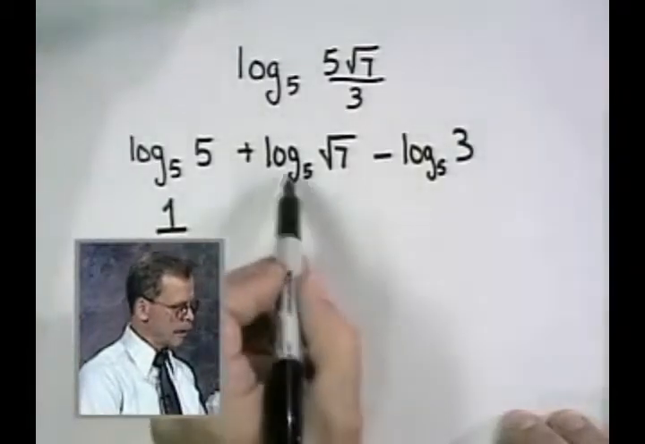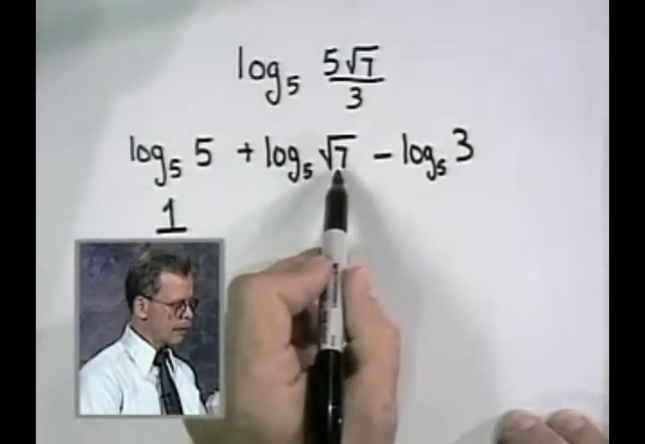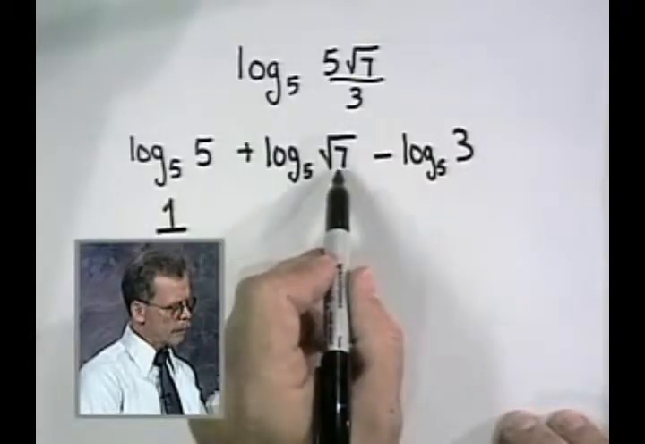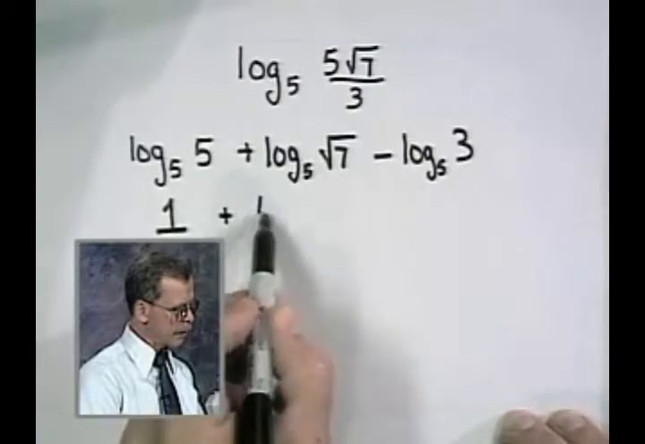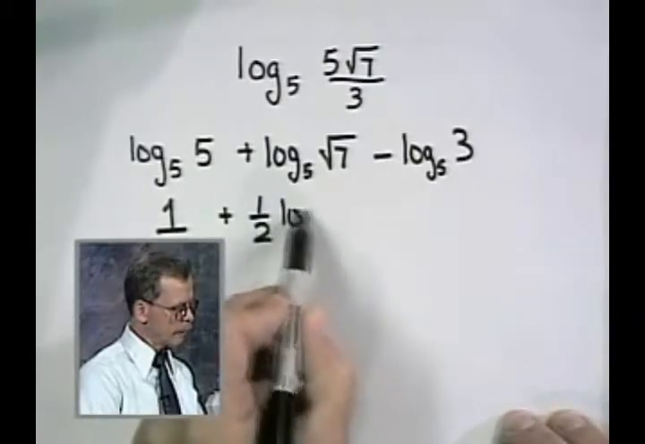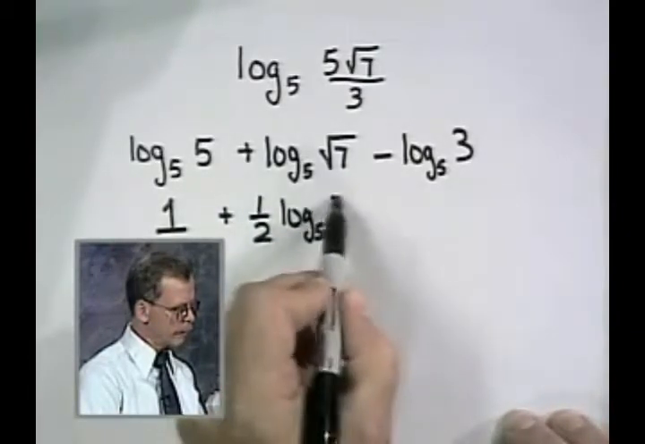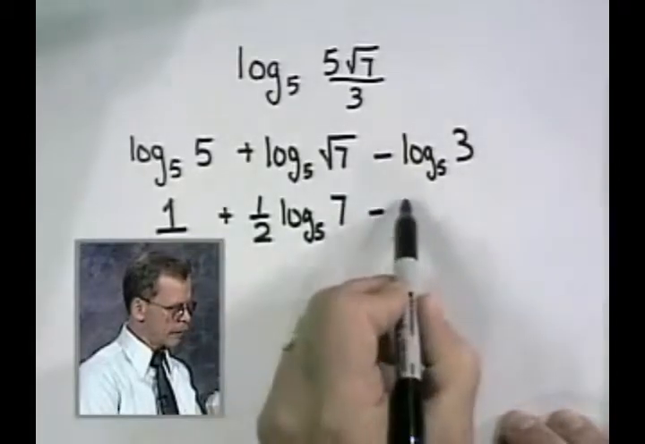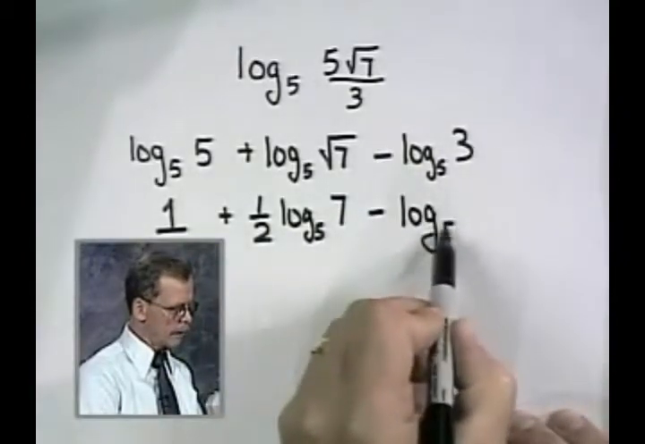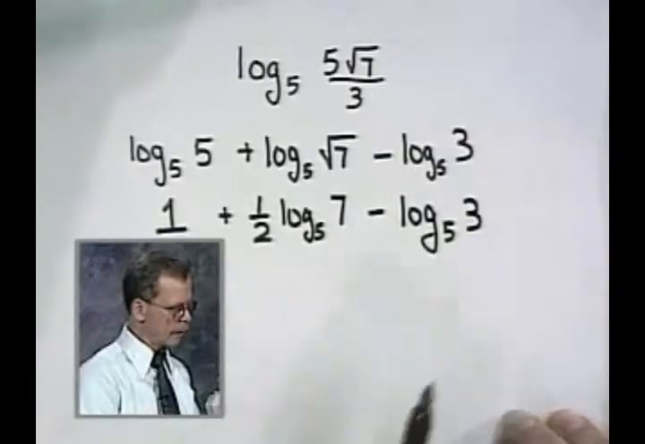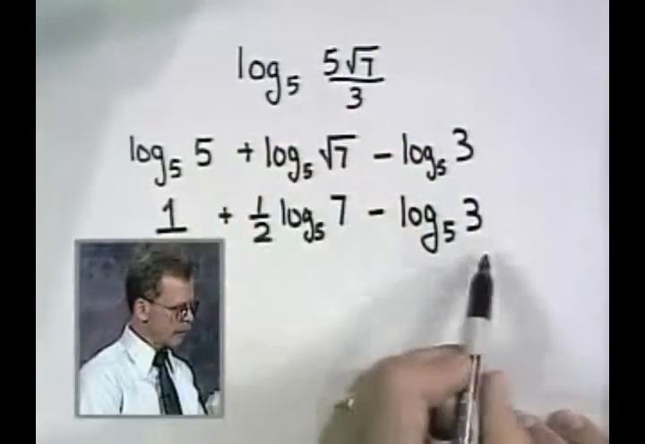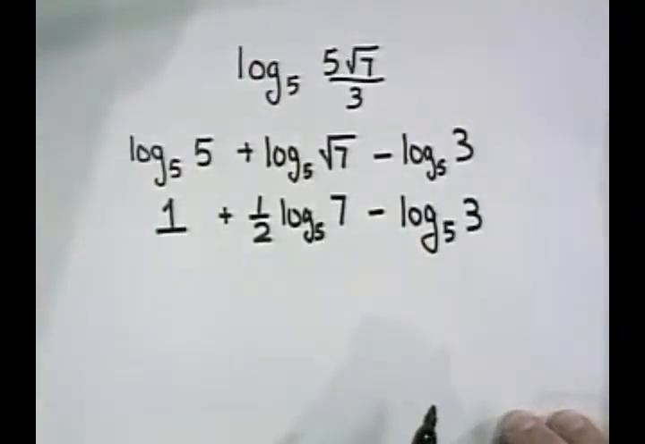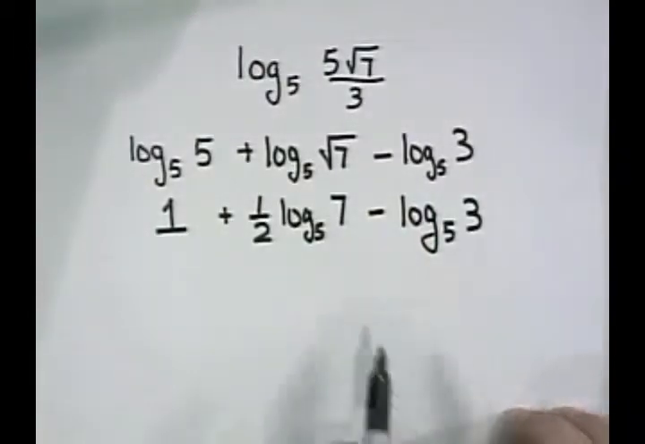Let's continue. Log base 5 of the square root of 7. We know that the square root of 7 is really the half power, and so we can use the power property and say that's really 1/2 log base 5 of 7 minus log base 5 of 3. And there we've expanded the logarithm of an expression by using the log properties into this larger expression.